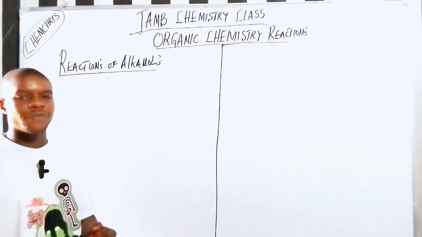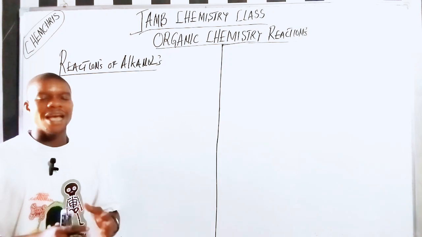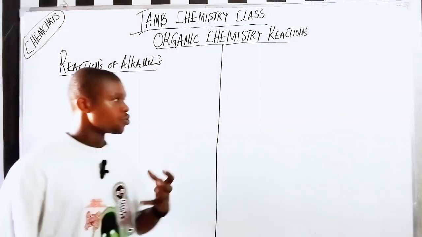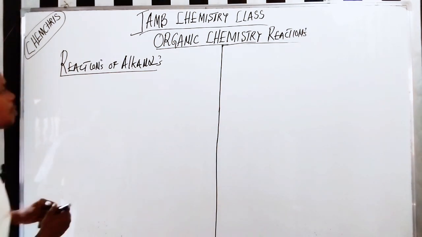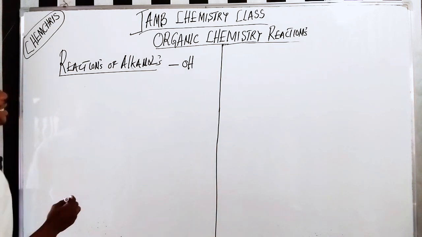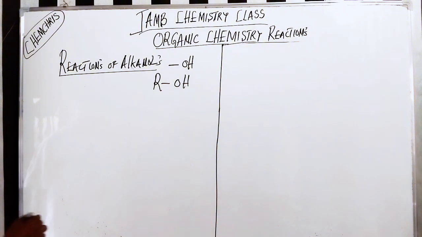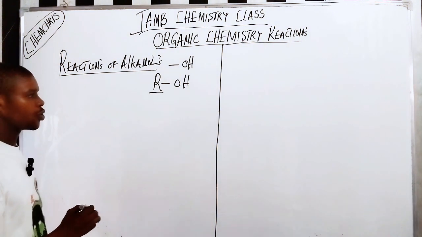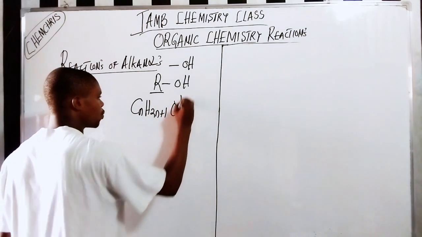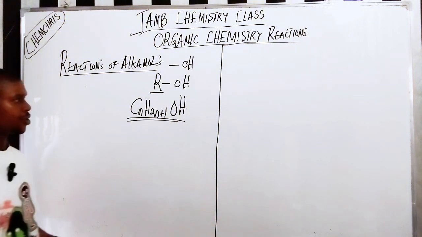Okay, now look at the reactions of alkanols, and this is where a large majority of your JAMB questions on reactions come from. Alkanols have the functional group OH. The formula is ROH, where R is any alkyl group, which is CnH2n+1, so CnH2n+1OH.